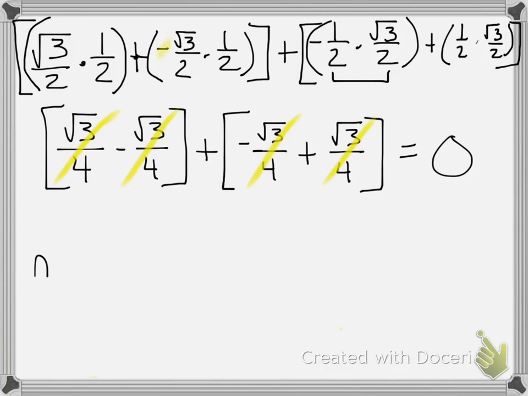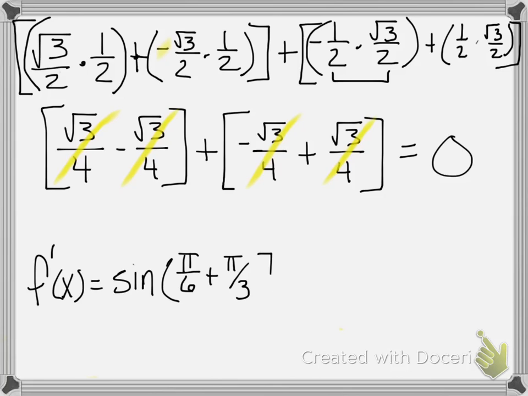And the derivative of the sine of pi over 6 plus pi over 3 is just equal to 0. But that's because we actually went through and did the double angle formula, where it's on the previous slide, back a little bit. But there you go.